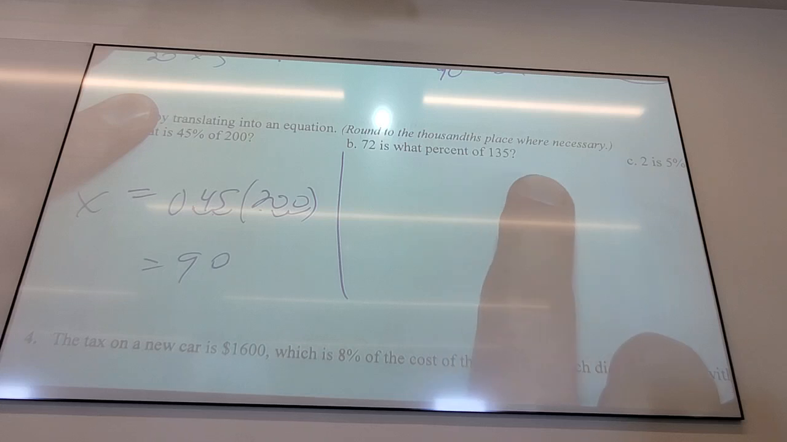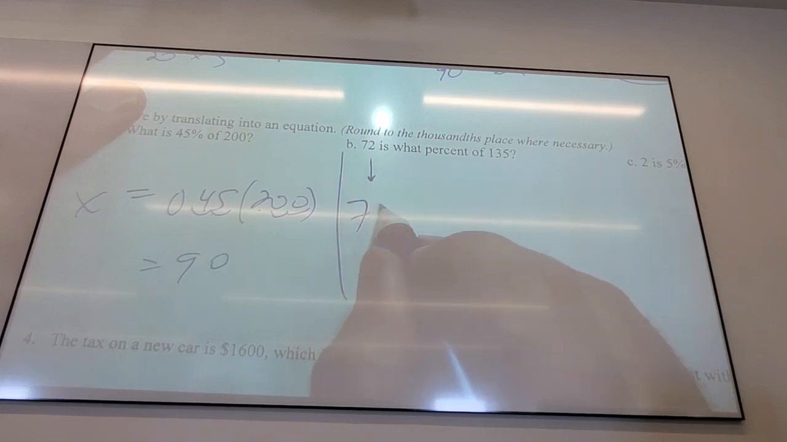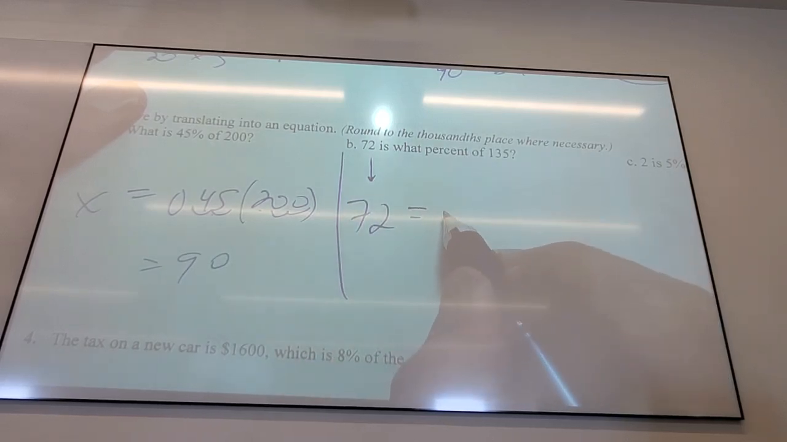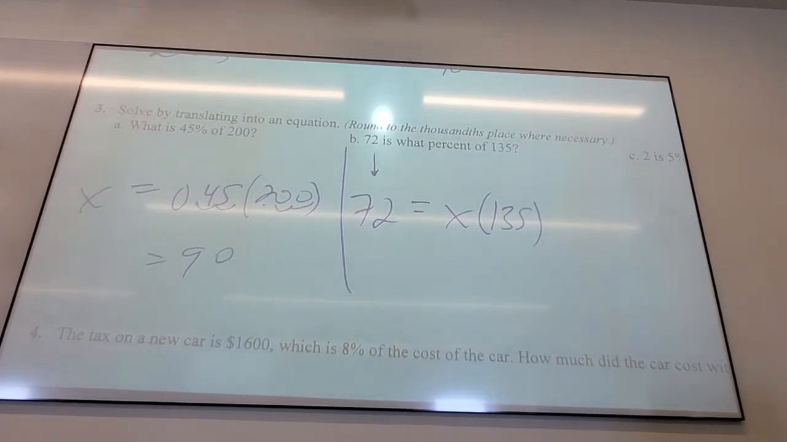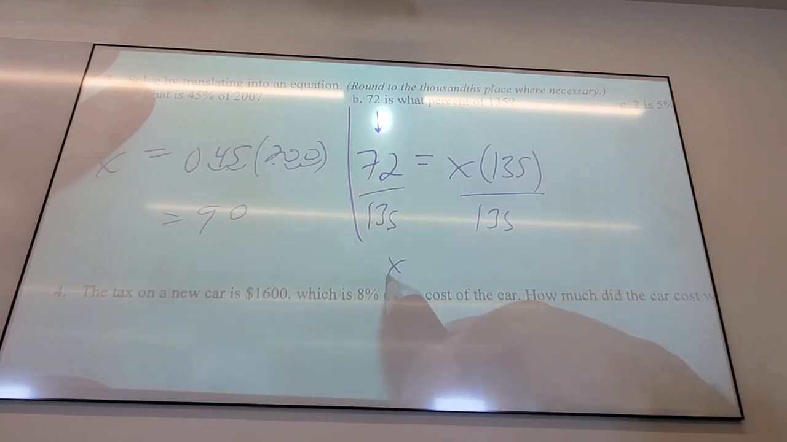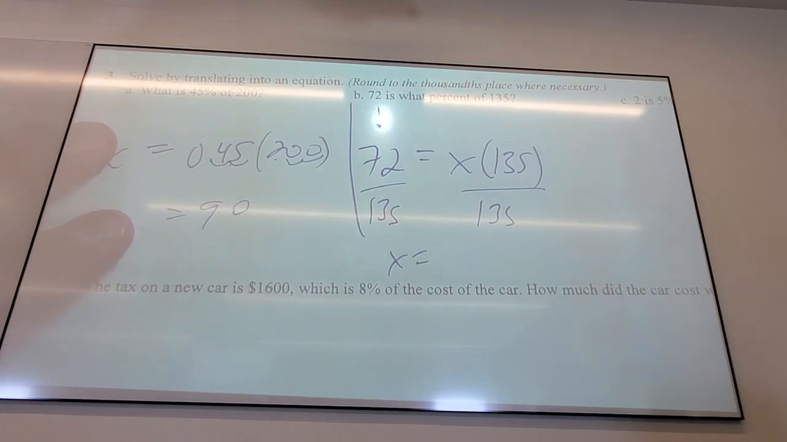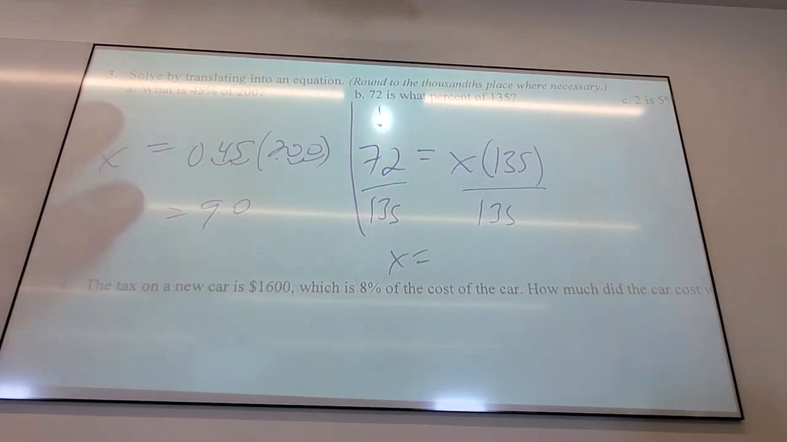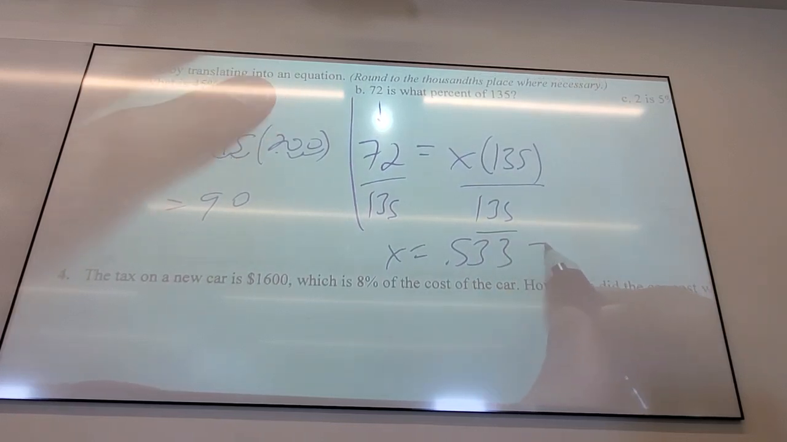So who's got this one? How does this translate into an equation? 72 equals some number times x, and how do you solve for x? Divide by what you don't want there. I think that should be like 0.5-something. I got 0.533, or 0.333, okay. I'm cool with it. I'm trying to do it in my head, so I'm cool that I'm that far off. And what is that as a percentage? 53.3%.